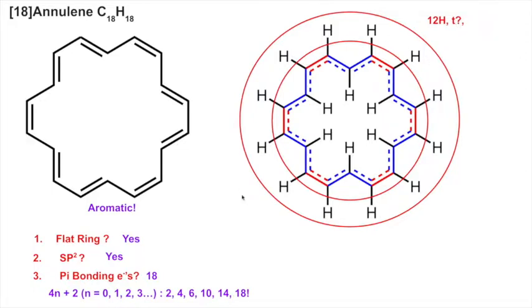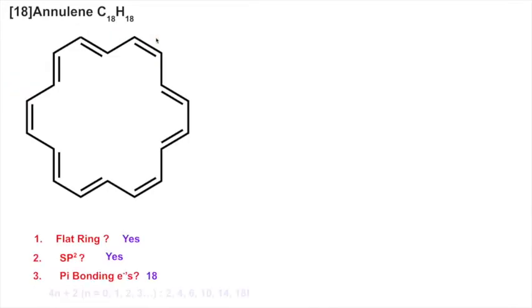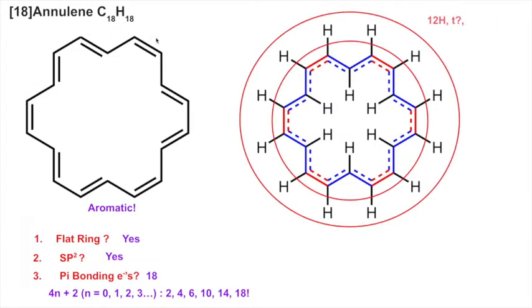And where do you think that shows up? It's on the outside of an aromatic ring. If you remember, on the outside of an aromatic ring, you get deshielded. The pi bonding adds to the magnetic field of the NMR. So where's that one going to show up? 12 hydrogen triplet, 9.5. Awesome, huh? So benzene deshields its hydrogens down to like 7.5 or so. But when you have more pi bonding around a bigger ring, it gets deshielded even more, to 9.5.